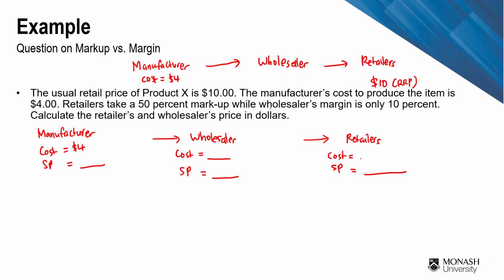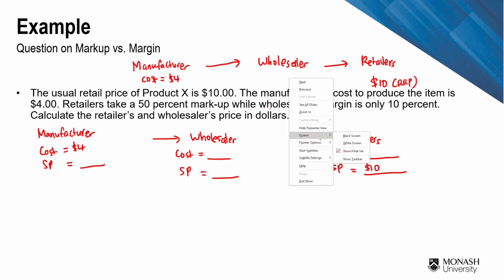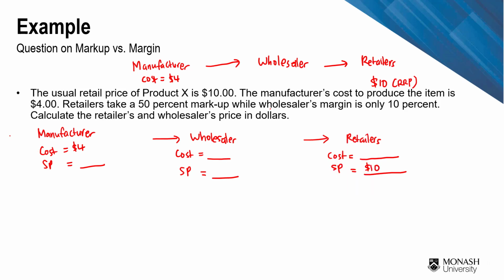Now we know that the selling price of the retailers is $10, but I just want to see the relationship in here. What does it mean by all of this? I'm just going to use a different color. So let me just pull that. Okay. Now, if you think about the cost is $4 and the selling price of the manufacturer, if you think about it, is basically the cost of the wholesaler.